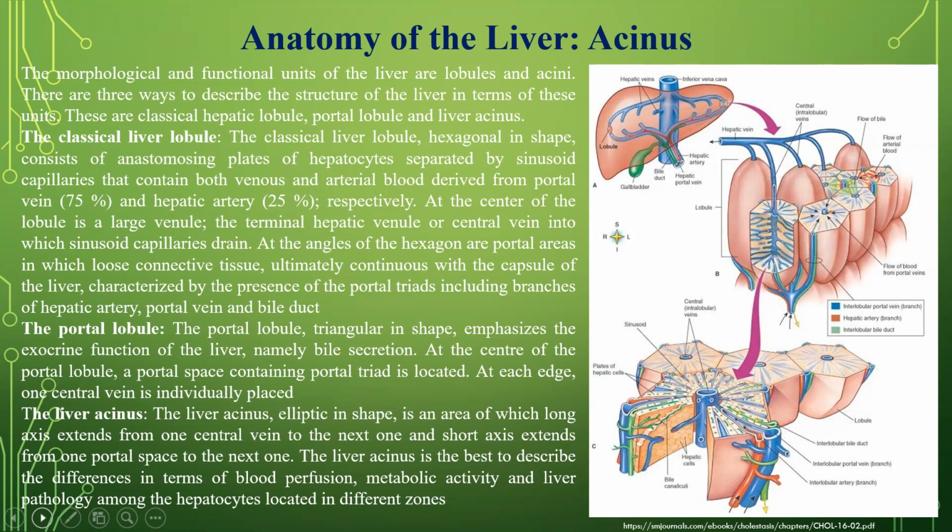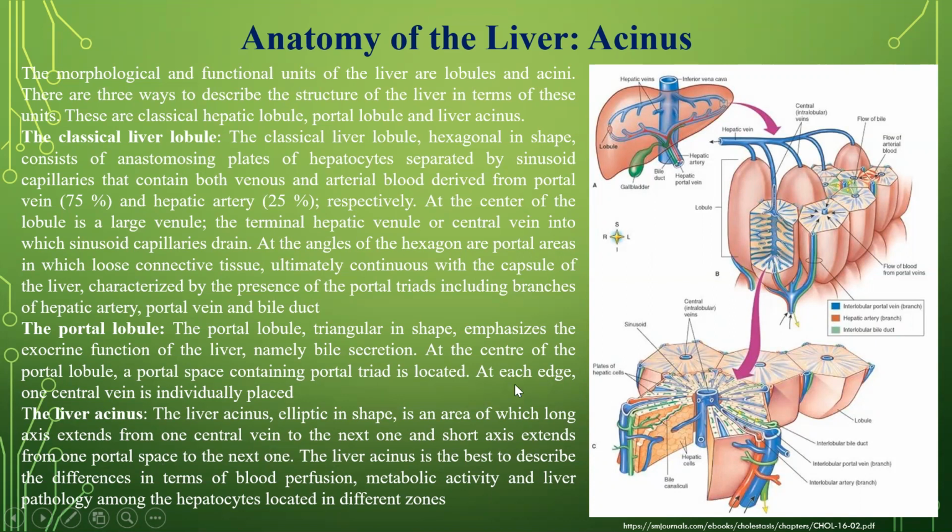The portal lobule, triangular in shape, emphasizes the exocrine function of the liver, namely bile secretion. At the center of the portal lobule, a portal space containing the portal triad is located. At each angle, one central vein is individually placed. So here it is, the classical liver lobule, and if we do it like this, it will be the classical portal lobule.